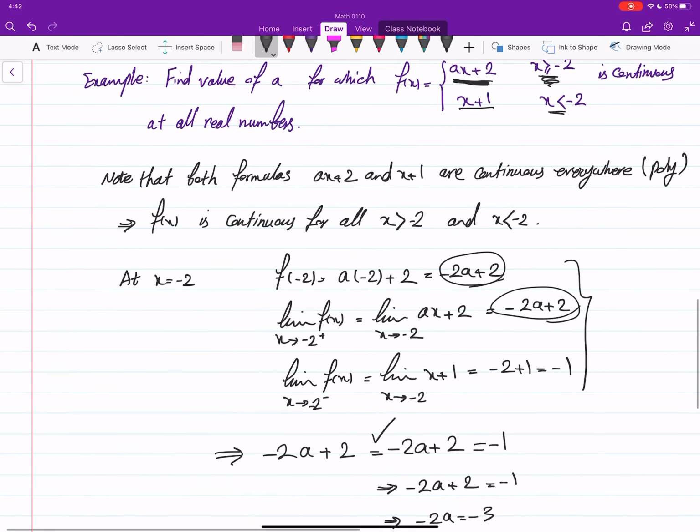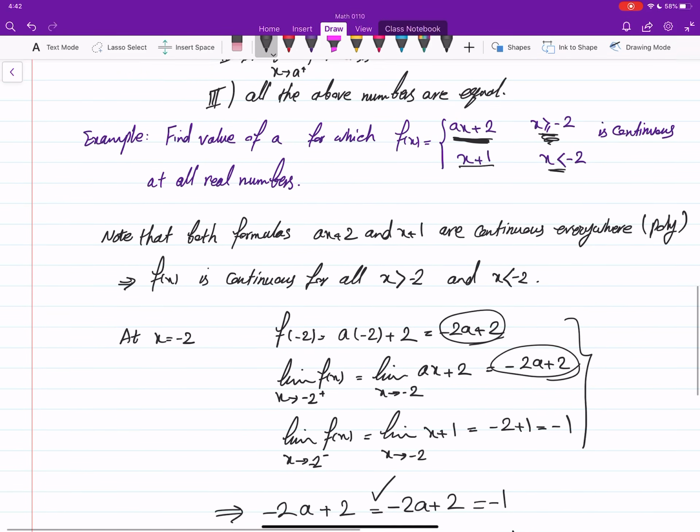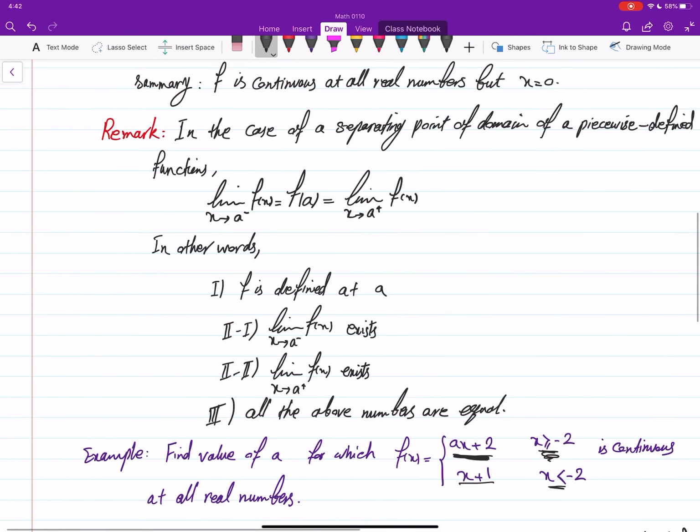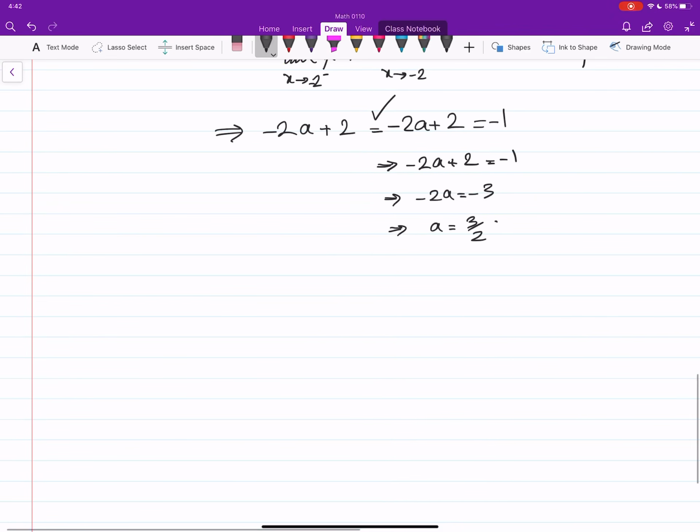Well, always when you work with one-sided limits, when you work with piecewise defined functions, you always try to use one-sided limits and so on. The second remark about these examples is that, well, let me just write this remark too.